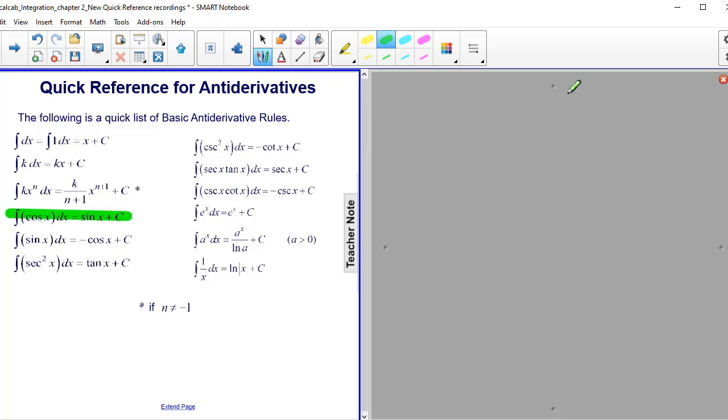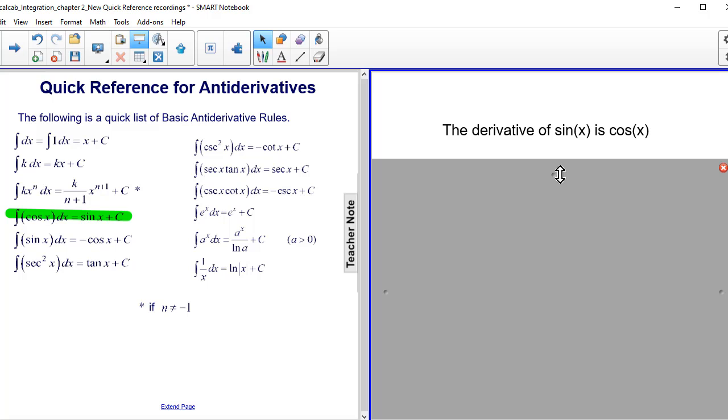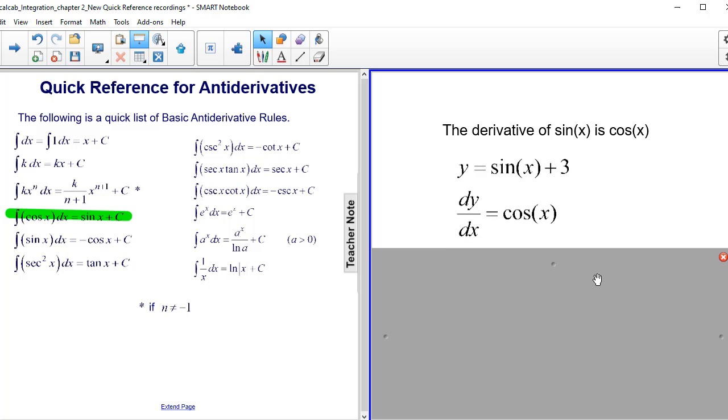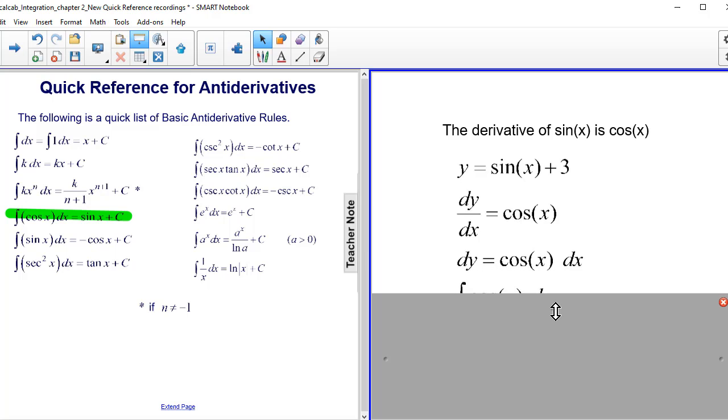I'm going to go a step further and just kind of give you some background as to why this is and how this works. So we know that the derivative of sine is cosine. So if I start out with y is equal to the sine of x plus 3, dy dx is going to equal the cosine of x. Remember, the derivative of 3 is 0. If I multiply both sides by dx, that gives us dy is equal to cosine x dx.